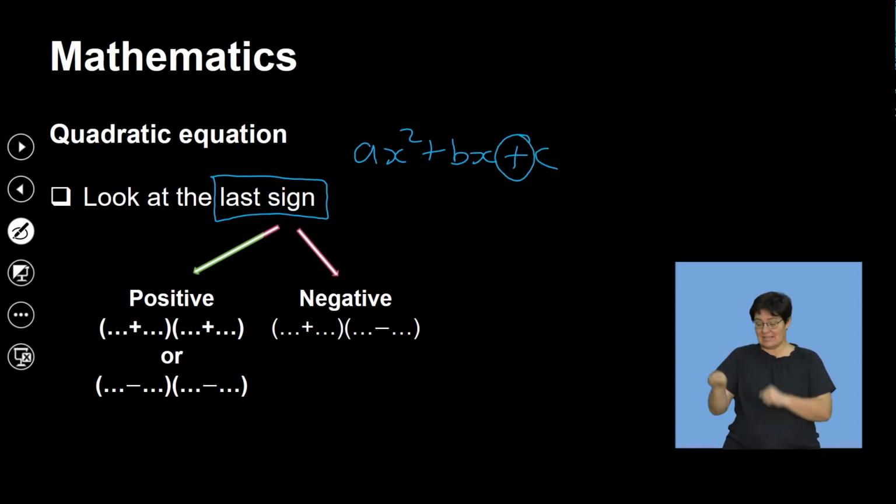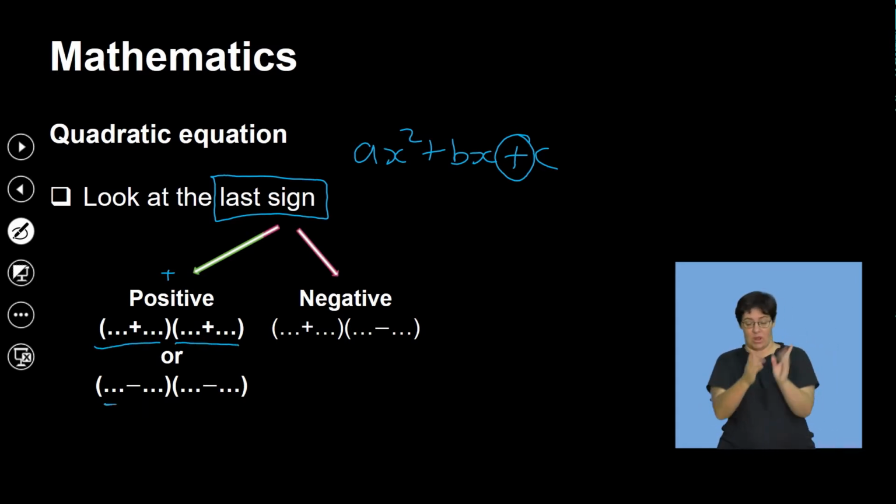That will be the sign. So if that sign is positive, then your brackets will either be a plus and a plus or a minus and a minus. But if this last sign is a negative, your brackets will be a plus and a minus or a minus and a plus, depending on which one you put where.